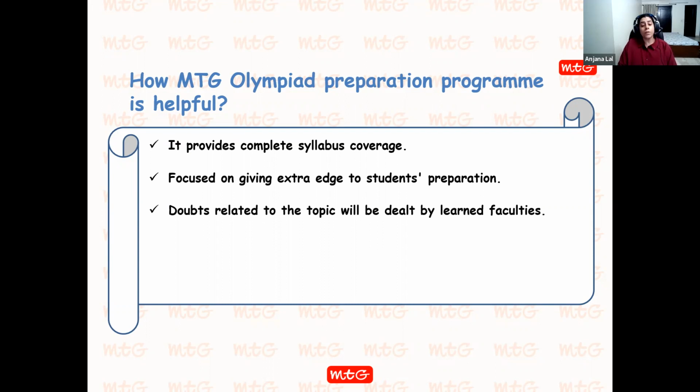Doubts related to the topic will be dealt with by learned faculty. So during the class, you have a main teacher and there is a co-teacher to help you position your question, to help you take forward your questions towards the teacher via the chat box or hand raise method. So all your doubts regarding the particular concept are clearly handled within that particular time period.